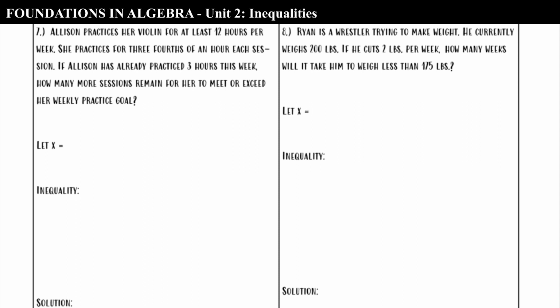Allison practices her violin for at least 12 hours per week. She practices for 3/4 of an hour each session. If Allison has already practiced 3 hours this week, how many more sessions remain for her to meet or exceed her weekly practice goal? So let's let x be the number of sessions needed.